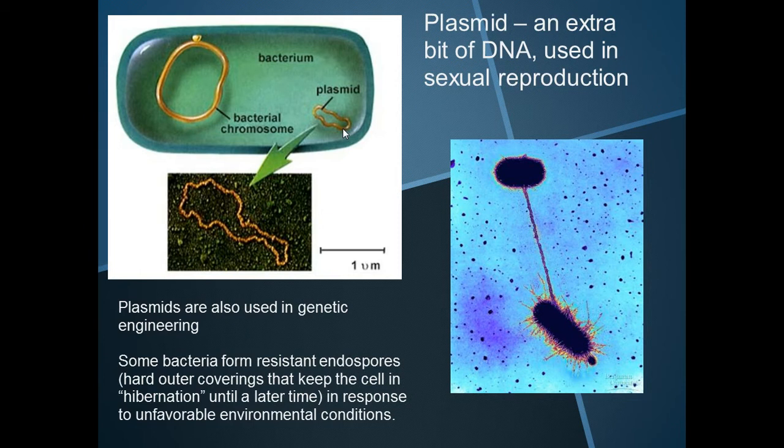Some bacteria form resistant endospores around the outside. It's a hard covering that keeps the cell in hibernation until a later time, in response to unfavorable environmental conditions.